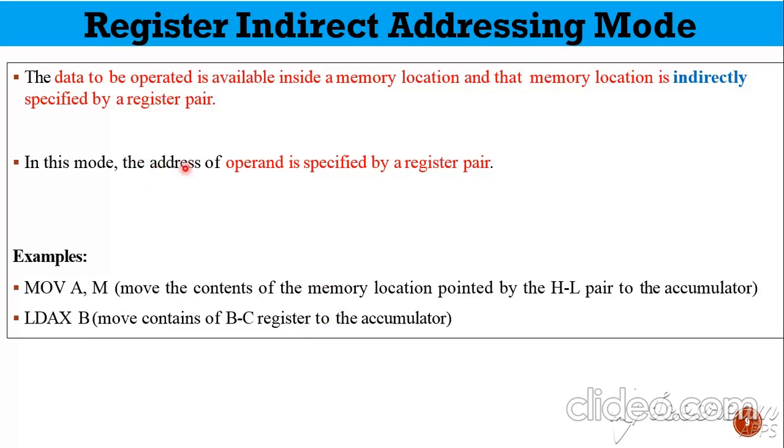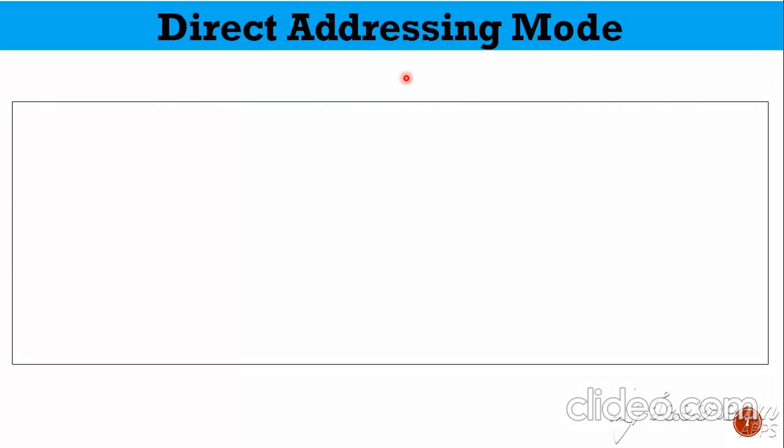So the address of the operand is specified by a register pair. In indirect addressing mode, the data is available inside a memory location, and the instruction will be pointing to the register pair where this memory location is specified. So that is about register indirect addressing.